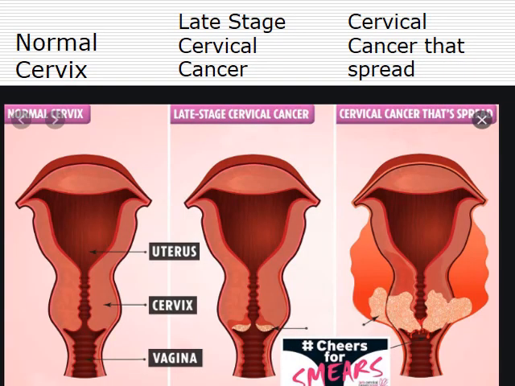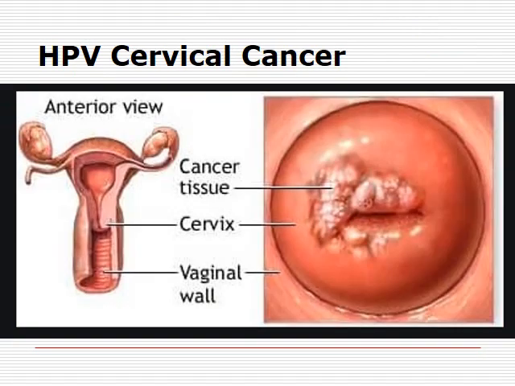These are the stages. This is the normal cervix to the left, and in the middle, late stage cervical cancer. We see the cervix started with cancer. Then, lastly, to the right, cervical cancer has spread to the surrounding of the cervix. This is seen also, human papillomavirus in cervical cancer.